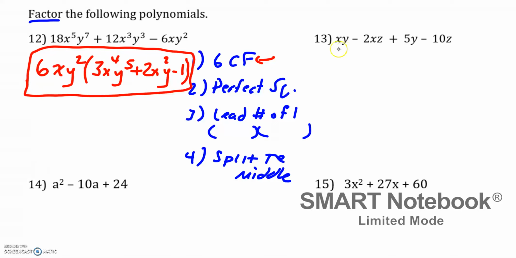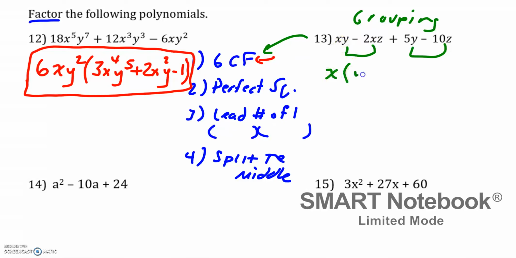Number 13, I notice that there are 1, 2, 3, 4 terms, none of which are exactly like terms. So this means that I'm going to do grouping if possible. I know that was not one of my 4 options, but I think a lot of you know by now that 4 terms usually leads to grouping. And grouping really leads to greatest common factor again. If I look at my first 2 terms, I can take out a single x, and when I do that, I'm left with y minus 2z. In my second 2 terms, I can take out a 5, and then I'm left with y minus 2z again.